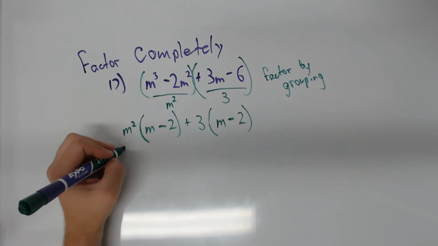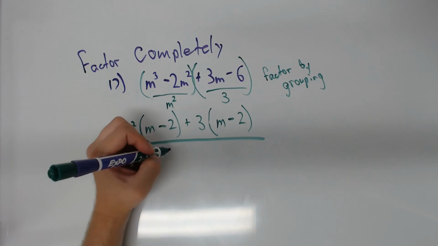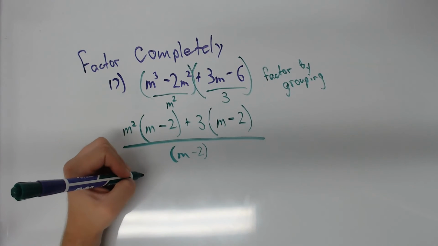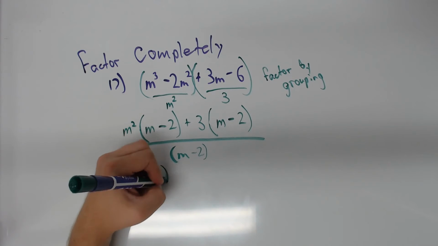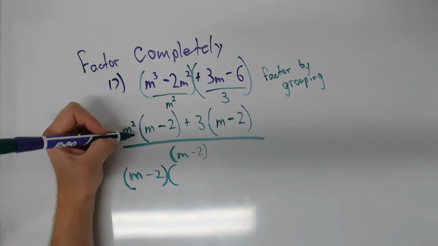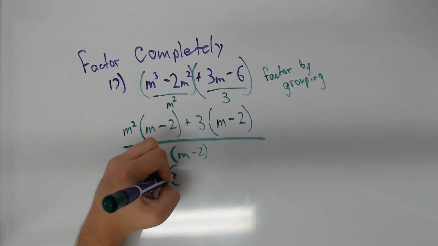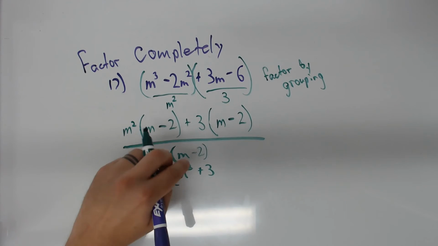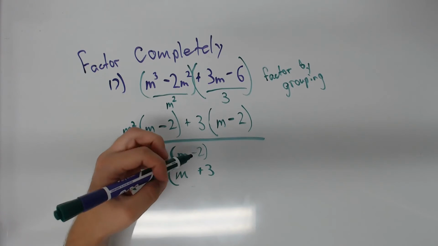So now, still factoring by grouping, once those parentheses match, I'm supposed to factor that out. So I get m minus 2. And then the leftover stuff was the m squared in front and the 3 in front. So this process is called factoring by grouping.